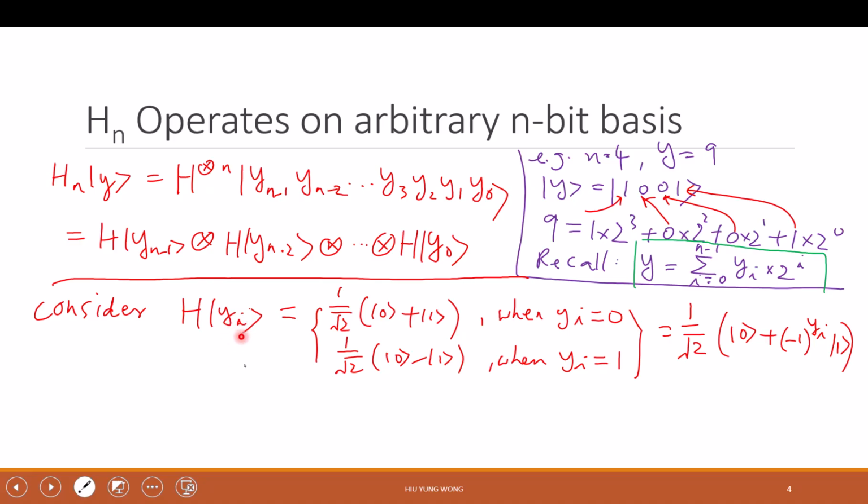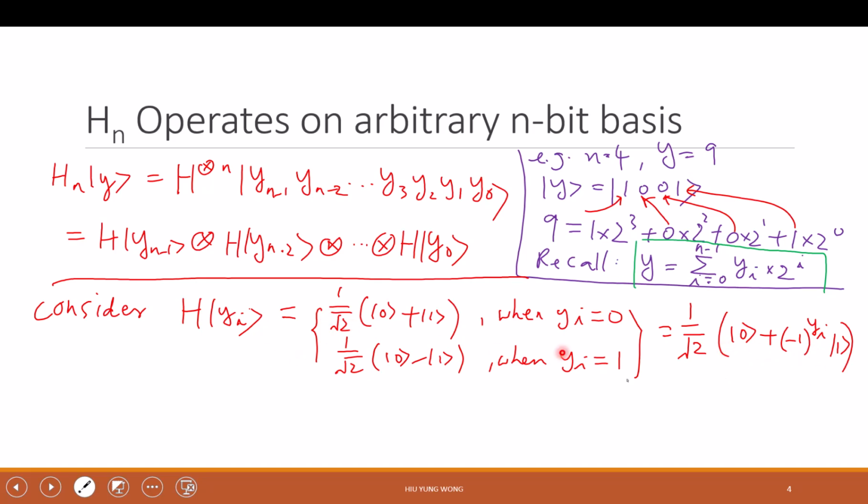When yi is 0, what is negative 1 to the power 0? 1, right? Anything to the power 0 except 0 to the power 0 is 1, right? So it is 0 plus 1, when yi is 0, correct. When yi is 1, what is negative 1 to the power 1? Negative 1, right? So this is 0 minus 1.